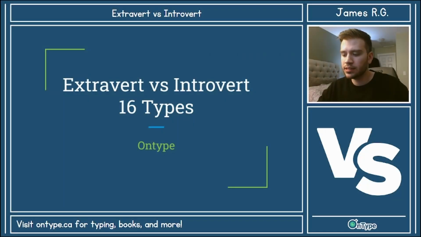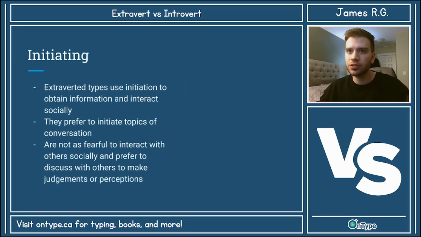Alright, so let's get into some of these differences between extroverts and introverts. Extroverted types are initiating types. They're one and the same. Extroverted types use initiation to both obtain information and interact socially in general. You'll probably know this; it's pretty pop culture.